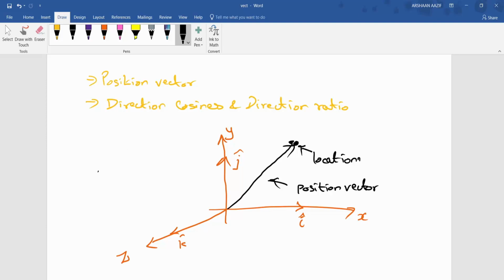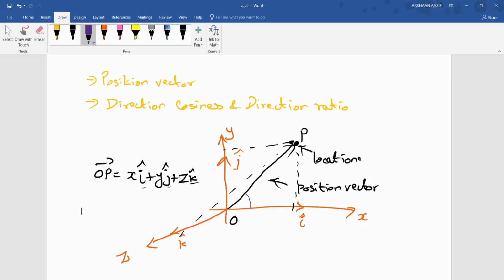Now it is given by OP. If this is the origin O and this is P, then the OP vector can be written as xi plus yj plus zk, where x, y and z are the components, the magnitudes along the x, y, z axes, and i, j, k denote the direction. So this is the component here, x, y, and correspondingly z. The angles are alpha, beta, and gamma. So this is your position vector.